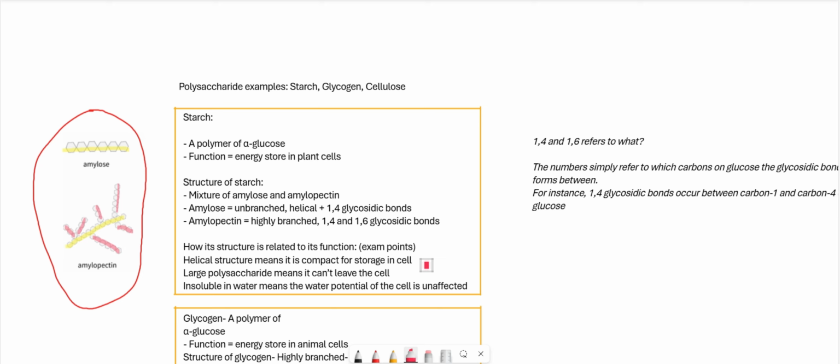The fact that it's a large polysaccharide or large polymer means it can't leave the cell, and it's also insoluble in water. Therefore, the water potential of the cell is unaffected. So these are the advantages of the structure and of the polymer.